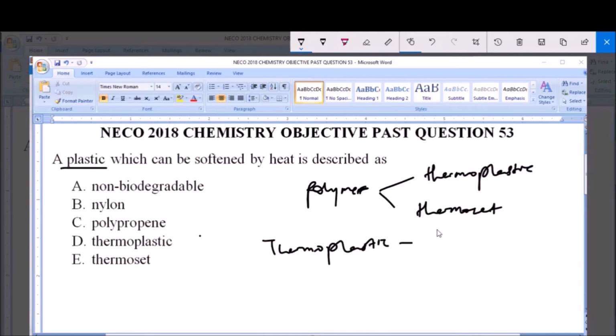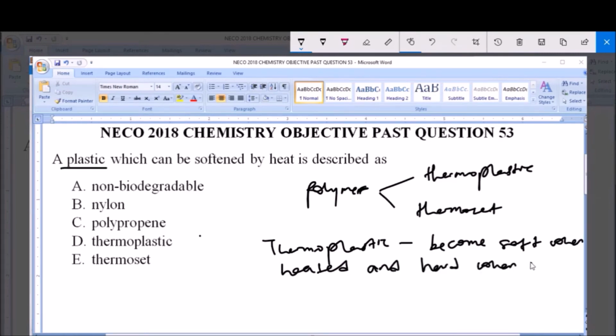the thermoplastic, which is a plastic polymer, can become soft when heat is applied or when heated, and can also become hard again when cooled. So it simply means that a thermoplastic can be heated over and over again to change its shape or form.